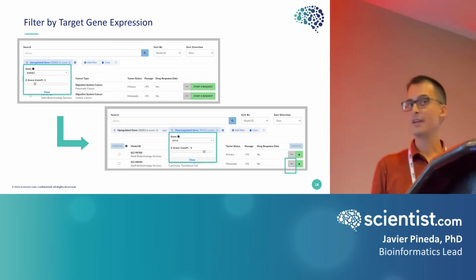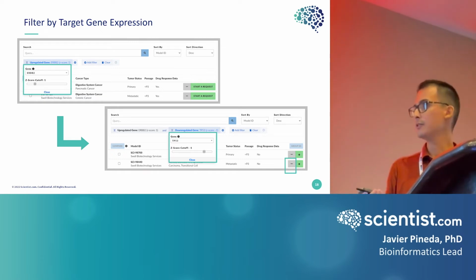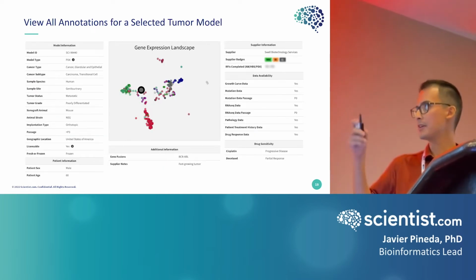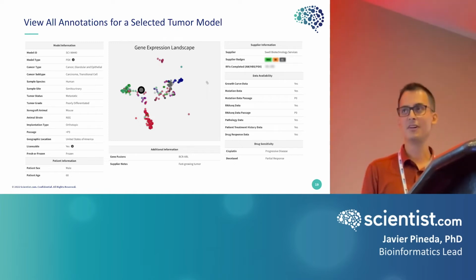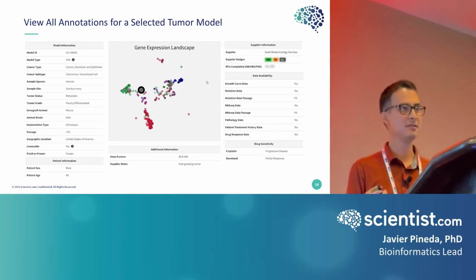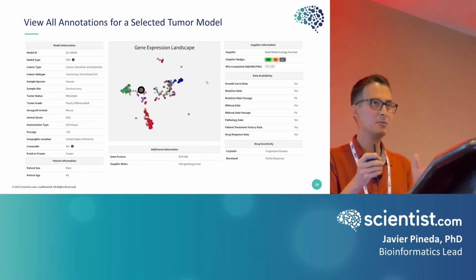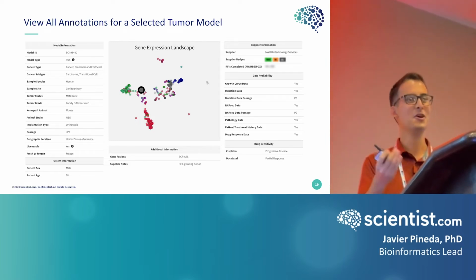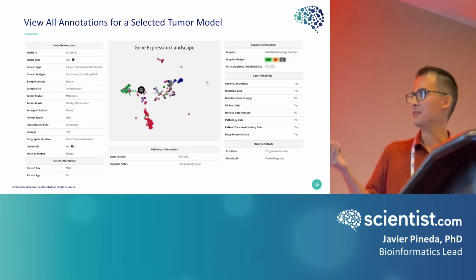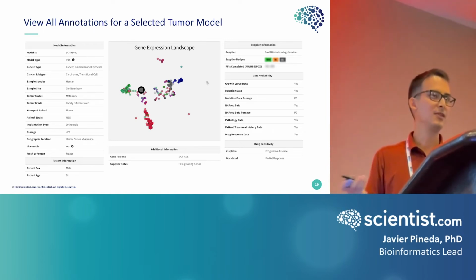And if you're satisfied with the results that you see, you can go ahead and click on these gray buttons to learn more about the models. So this is the kind of information that we obtain from providers. Of course, it's not absolutely exhaustive. We do our best to try to adhere to the minimal information standard for PDX models, but of course, since we're working with suppliers, we take what we can get. But as you can see, a lot of these are very relevant to what you care about.